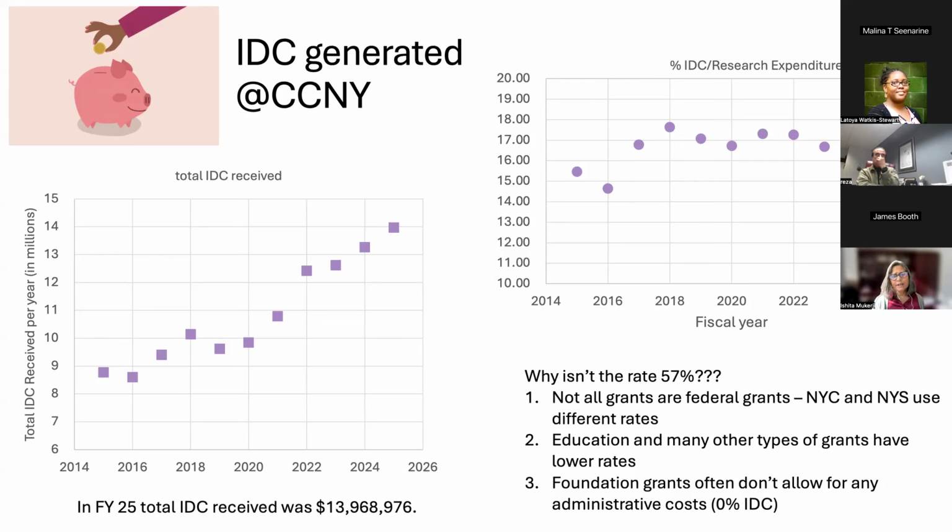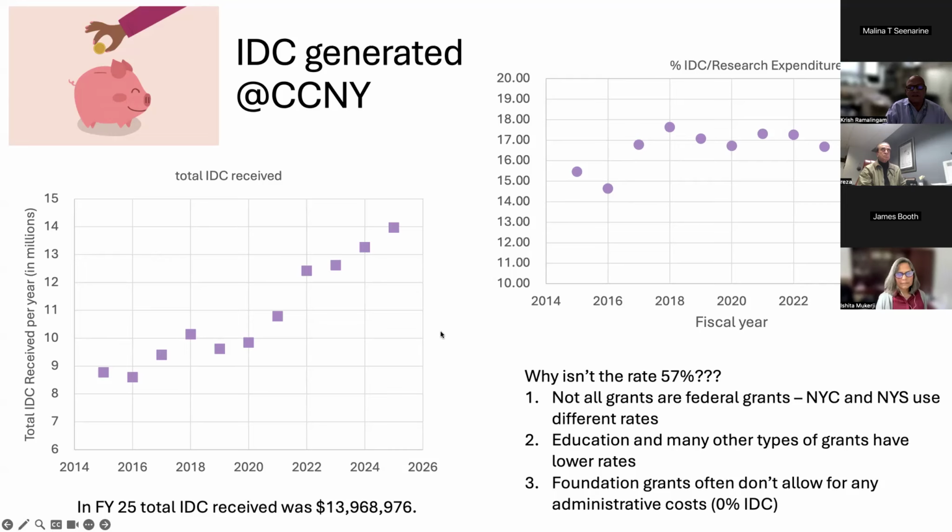Other types of grants, such as education grants from the Department of Education or training grants, also tend to have lower IDC rates than the federal rate. So that's another instance where we're not getting the 57%. And so you can see cumulatively at City College, our rate is actually more in the 17% range than in the 57% range. Do we know what the NYC and NYS rates are?